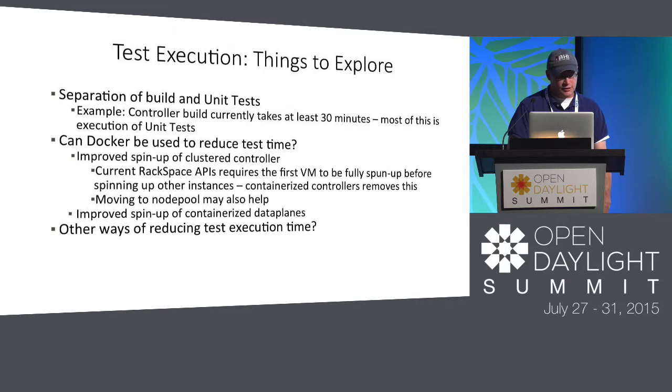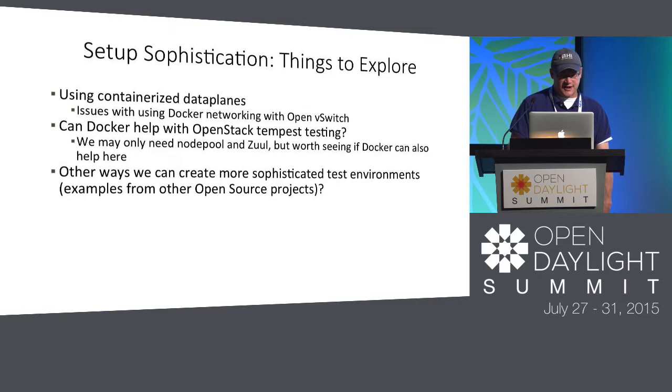There may be other things we can do. Some of this may be moot because there's plans to move to node pool, but it's still worth, I think, investigating some of these options. In terms of sophistication, we can also look at using containerized data planes. There may be issues that we need to investigate with using Open vSwitch with Docker containers on a VM, and one of the action items I'd like to have come out of this is to figure out potential issues and whether or not they're solvable and whether or not we're getting benefit from some of this.